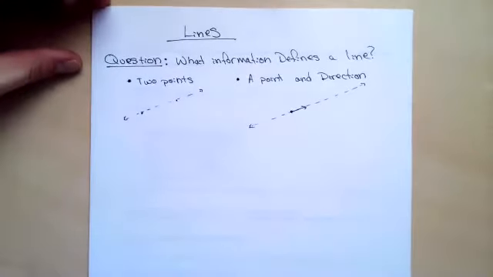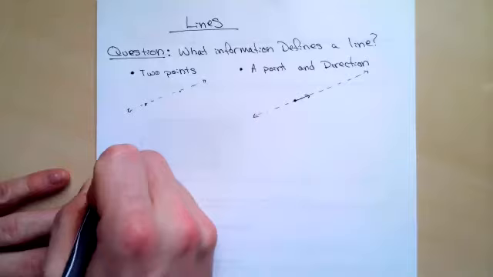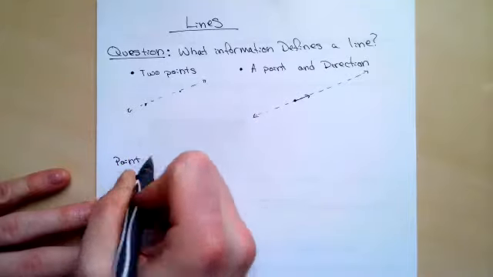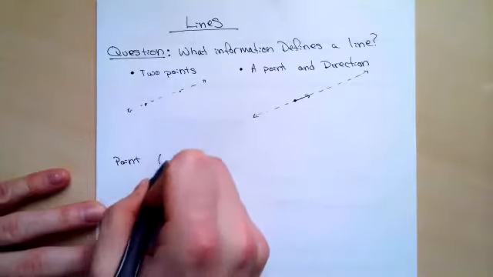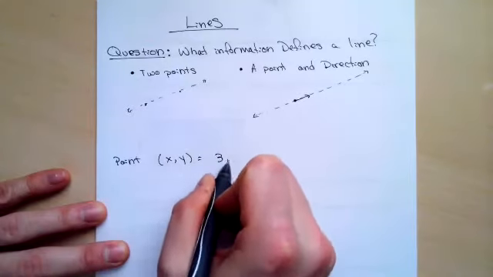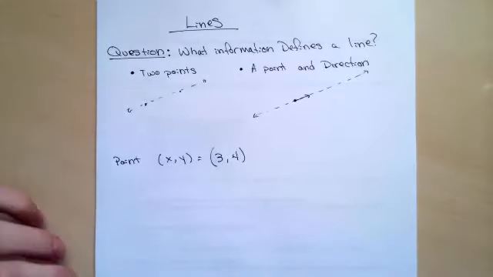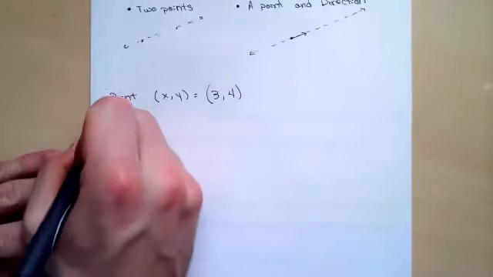Okay, so how do we use this information? Specifically, what do I mean by a point and a direction? Well, a point everyone knows. It's our coordinate pairs, x, y, equals, let's say, 3, 4. What do I mean by direction?